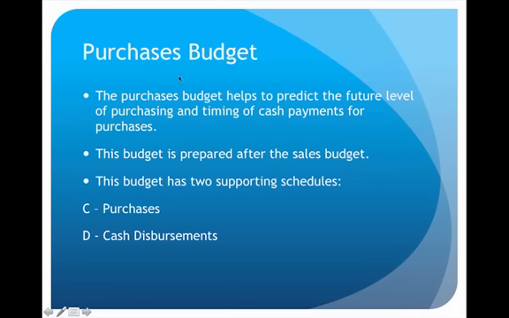Then once we've prepared that budget, we then move on to the purchases budget. This budget is designed to help us predict the level of purchase of inventory, and also it'll help us with the timing of the cash payments. So this is always prepared immediately after the sales budget. And it also has two supporting schedules, the purchases themselves as well as the cash disbursements. Because think about it, we sometimes have cash purchases and we sometimes have credit purchases. And whenever we charge our purchases, we don't necessarily pay for it up front. So the cash disbursements, again, that'll give us the timing of when these payments are actually going to be made.